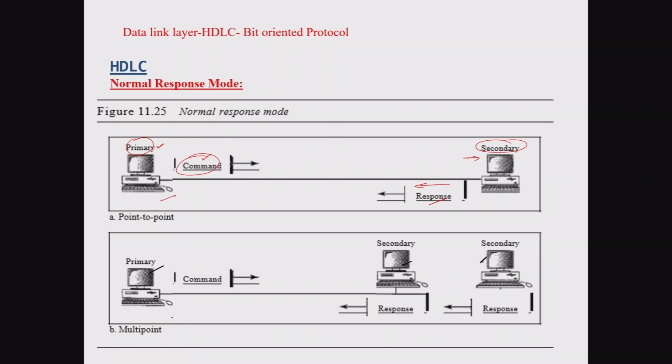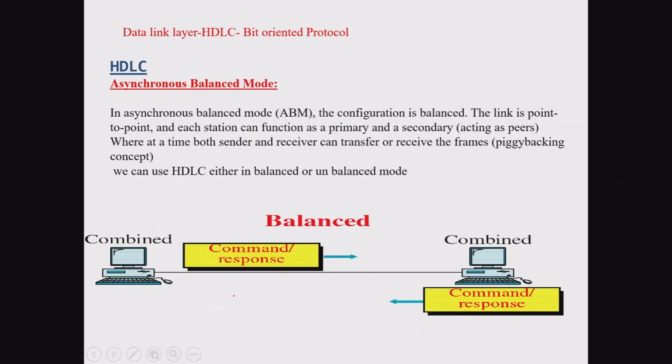We said we have multi-point also. Multi-point means we have one primary station and multiple secondary stations. It may be 2, 3, 4, 5, whatever it may be. Whatever command information is sent by the primary station will reach the multiple secondary stations. The duty of the secondary station is that it will only respond based on the command sent by the primary station. If we have two secondary stations, we will get two responses. So this is the unbalanced mode.